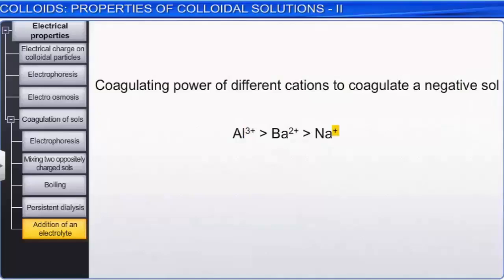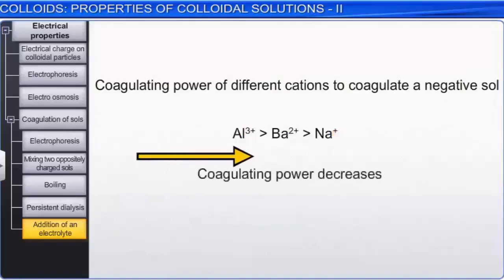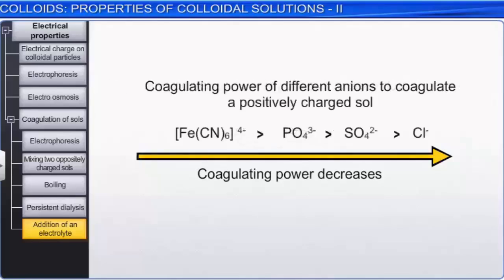This shows that tripositive ions are more effective than dipositive and unipositive ions. Similarly, the coagulating power of different anions to coagulate a positively charged sol decreases in the order [Fe(CN)6]3- > PO4 3- > SO4 2- > Cl-.